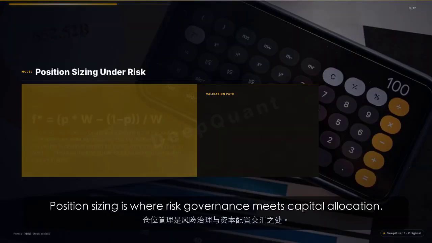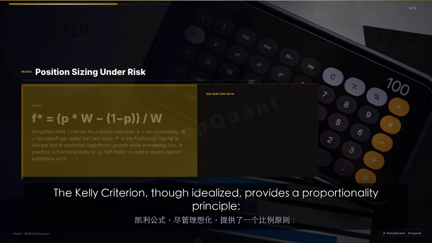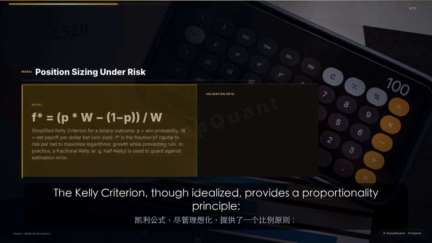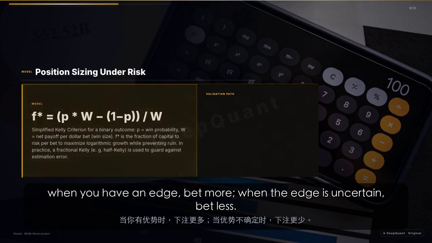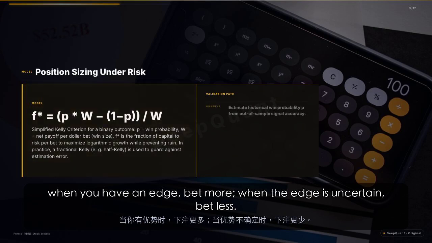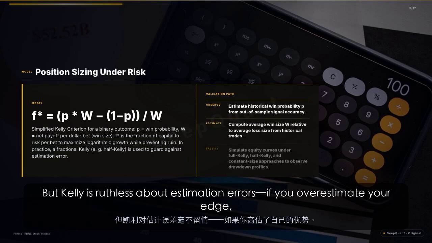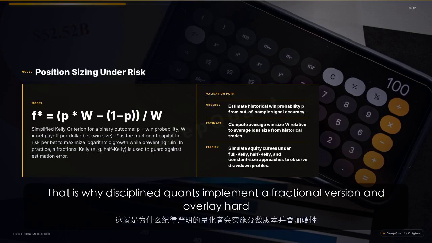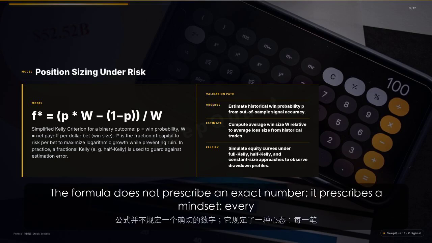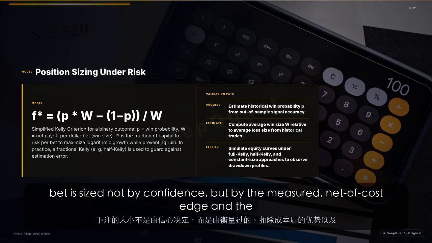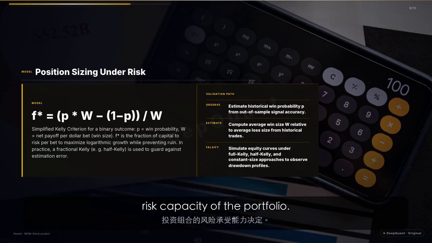Position sizing is where risk governance meets capital allocation. The Kelly Criterion, though idealized, provides a proportionality principle: when you have an edge, bet more; when the edge is uncertain, bet less. It connects signal conviction to dollars at risk. But Kelly is ruthless about estimation errors: if you overestimate your edge, you overbet and invite ruin. That is why disciplined quants implement a fractional version and overlay hard concentration limits. The formula does not prescribe an exact number, it prescribes a mindset: every bet is sized not by confidence, but by the measured, net of cost edge and the risk capacity of the portfolio.